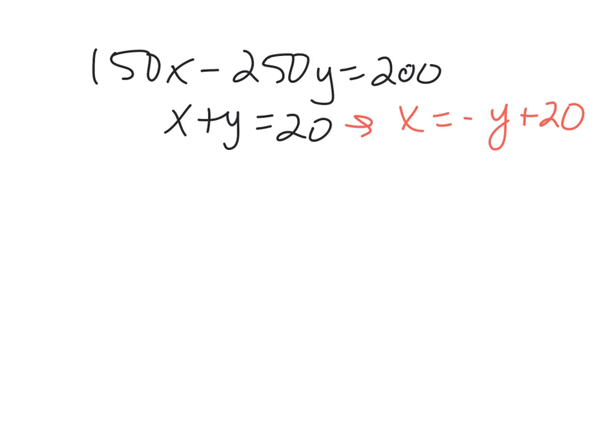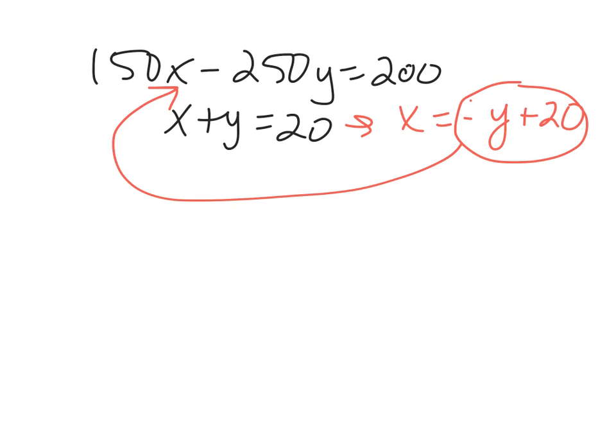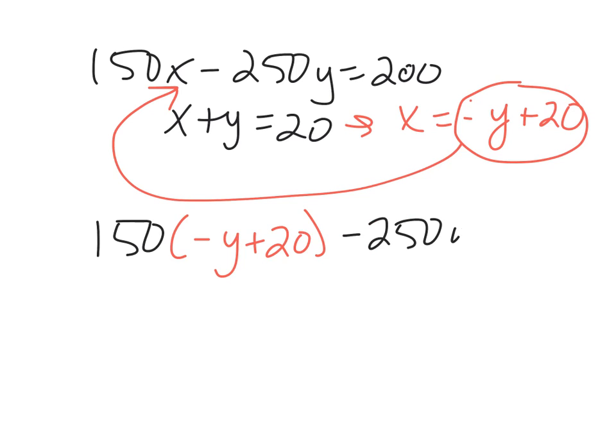And I have, okay, so here we are on a new page. So I have x equals negative y plus 20, so I'm going to put this in here for x in the other equation. Okay, so 150, but instead of x, I have negative y plus 20 minus 250y equals 200, the rest of my equation there.